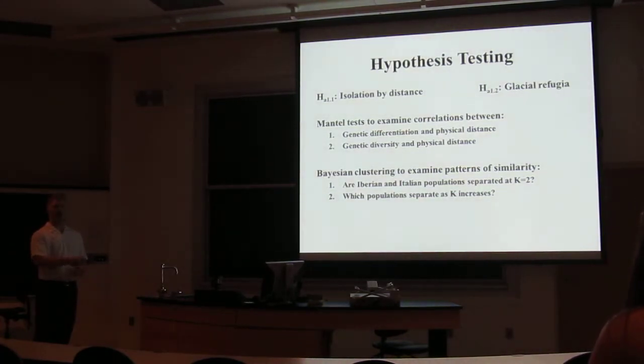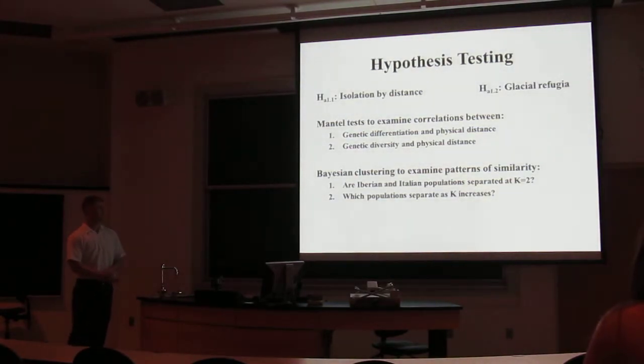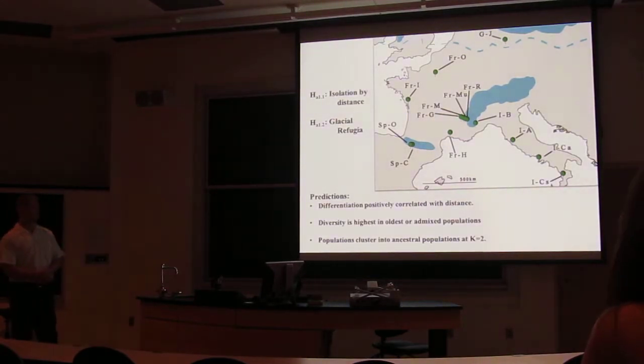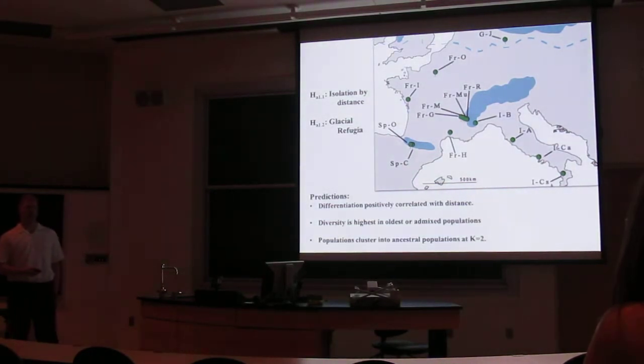And k is the number that I specify the computer to sort them into. So if I sort them into 2, 3, 4. So these hypotheses predict that differentiation will be positively correlated with distance between the populations. Diversity should be highest in the oldest populations or populations from multiple ancestries. And populations should cluster into their ancestral populations at k equals 2.